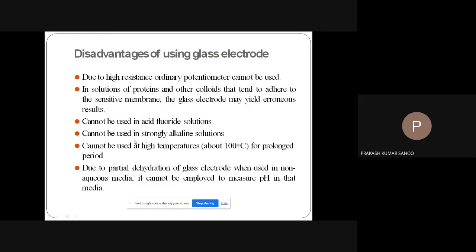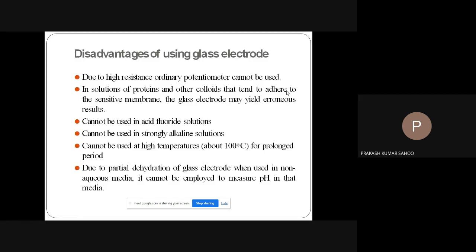What are the disadvantages? Due to high resistance, an ordinary potentiometer cannot be used. These electrodes have high resistance in solutions of protein and other colloids, which tend to adhere to the sensitive membrane.